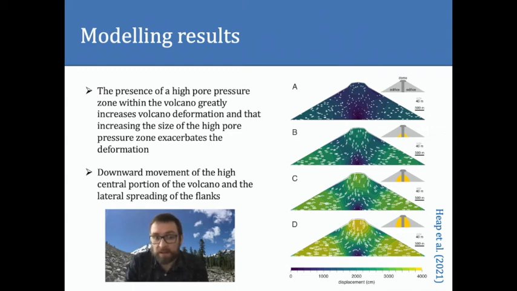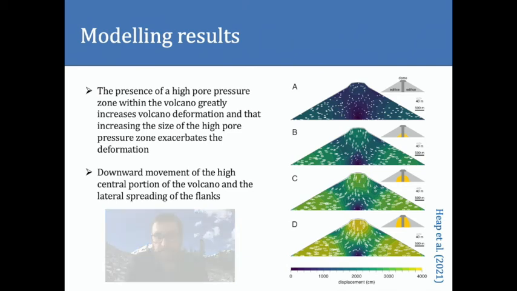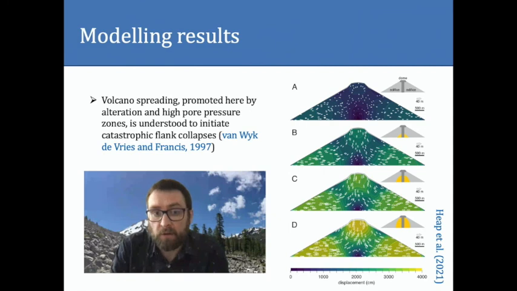As you can see by the colors and arrows, the displacement increases as we increase the size of the alteration zone. We observe a downwards movement of the high central portion of the volcano and a lateral spreading of the flanks. Importantly, volcano spreading, promoted here by the high pore pressure zones, is thought to initiate catastrophic flank collapse.